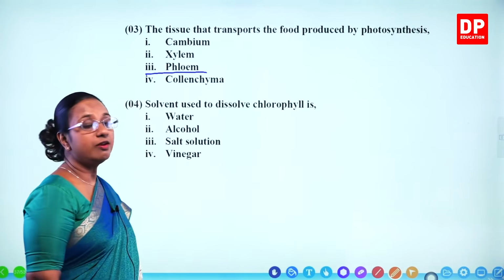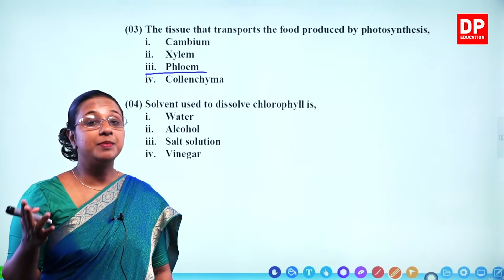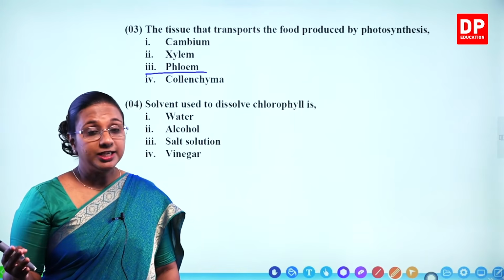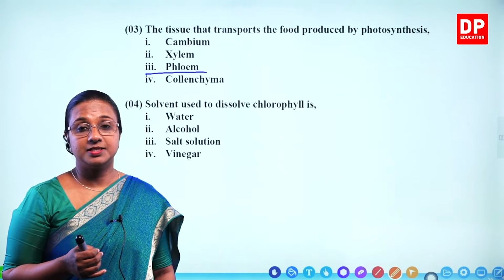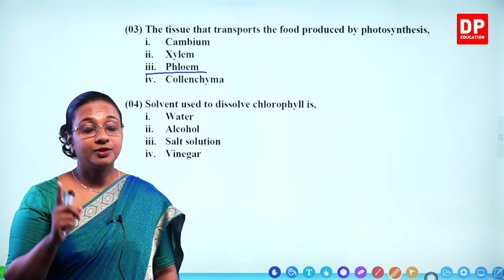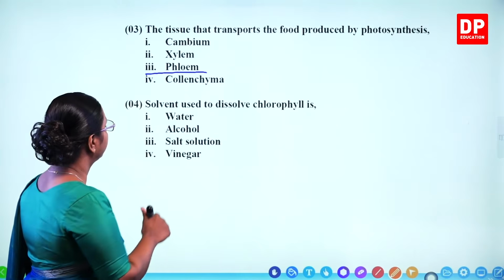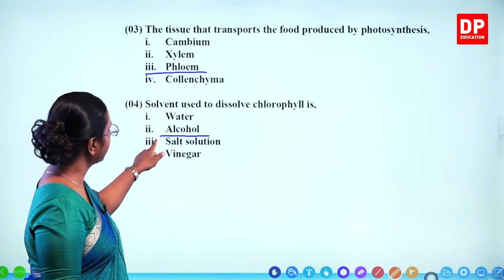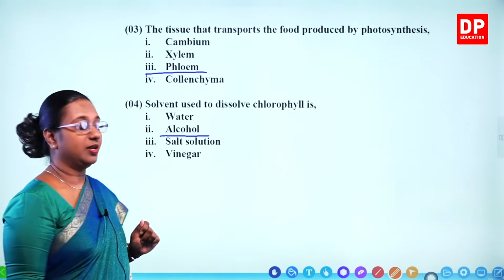Solvent used to dissolve chlorophyll is. You can remember the activity, how we prepare the leaf for the test for starch. We boil it in water, that is to increase the permeability. We boil it in alcohol so that chlorophyll will dissolve. So, the solvent used to dissolve chlorophyll is alcohol, not water, salt solution or vinegar. It has to be alcohol.